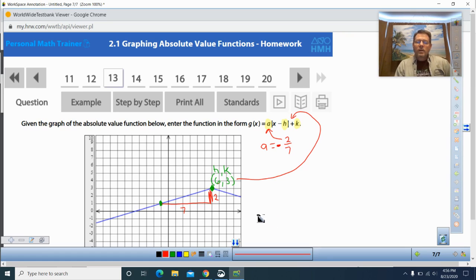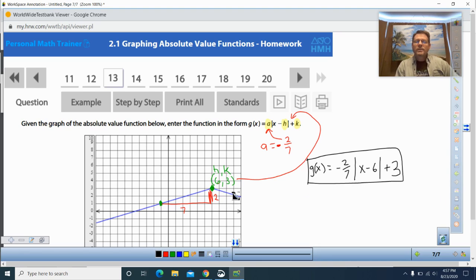All right, I'll tell you what, I'm even going to write it out for you. So it's negative 2/7. In this section, they aren't being silly about putting function notation in there. It's just going to be straight. With what we got here, H we said was 6, close absolute value sign, and then plus 3. And so that is your model, okay? Just getting the information from the graph.